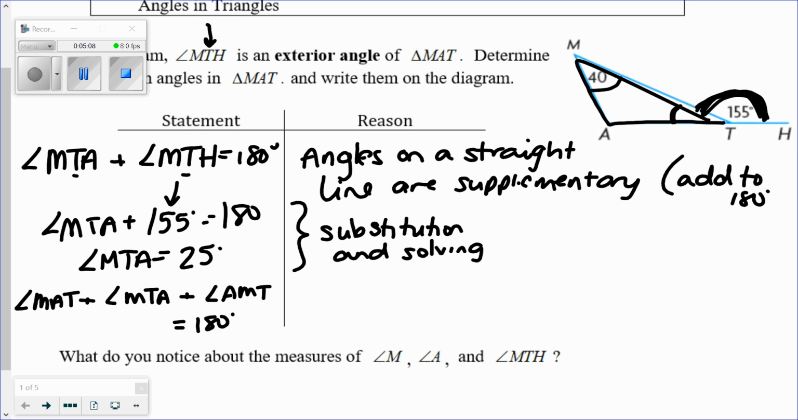So this is angle MAT. This one is angle MTA. And finally, the last one is AMT. Starting here, AMT, that would be this angle here. And what I'm saying is they're equal to 180 degrees because the sum of interior angles in a triangle is always 180.